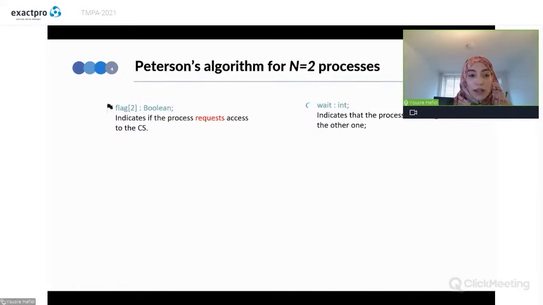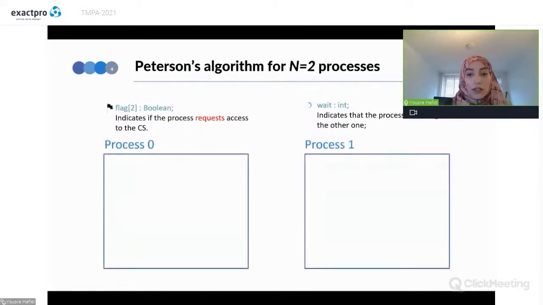So suppose that we have process 0 that wants to access its critical section. It first sets its flag, so the flag of process 0 is set to true, to say to the other process that I want to access the critical section. And it also sets the wait variable to 0 to indicate that although I want to get access to the critical section, I'm waiting for process 1.